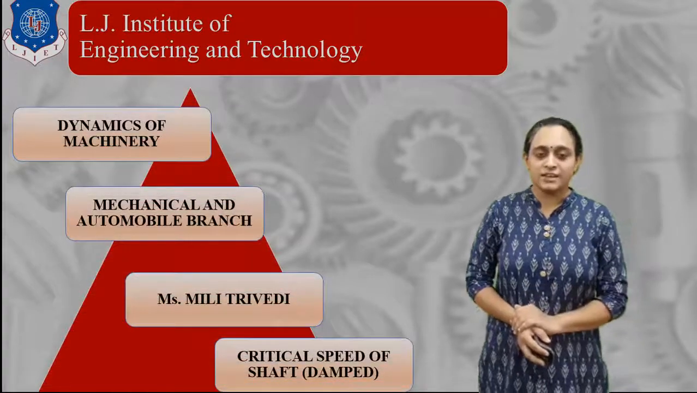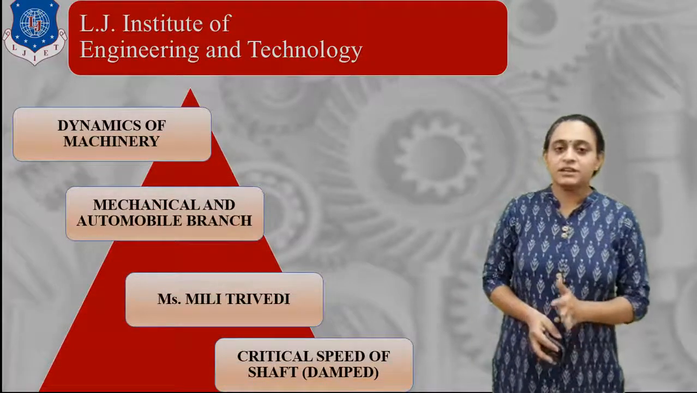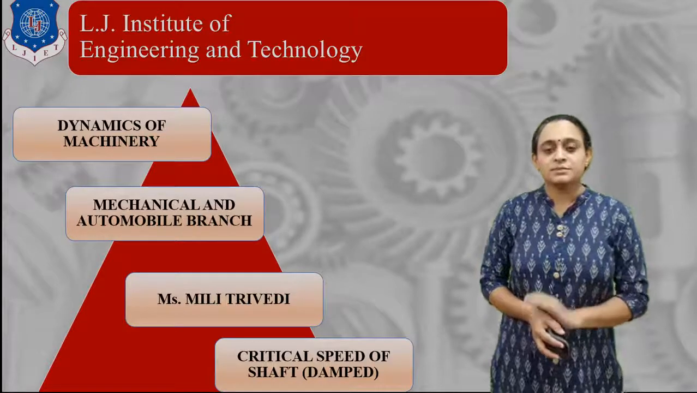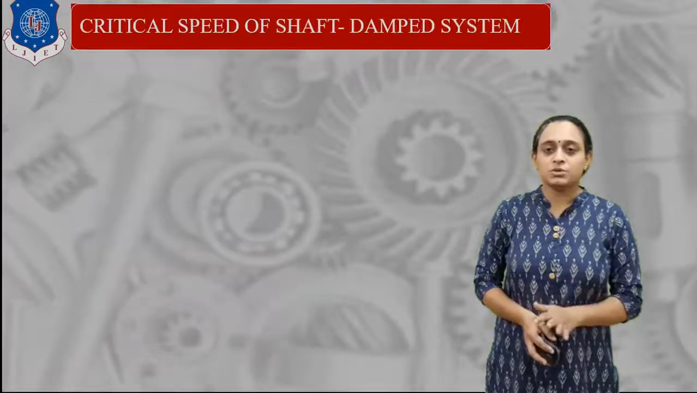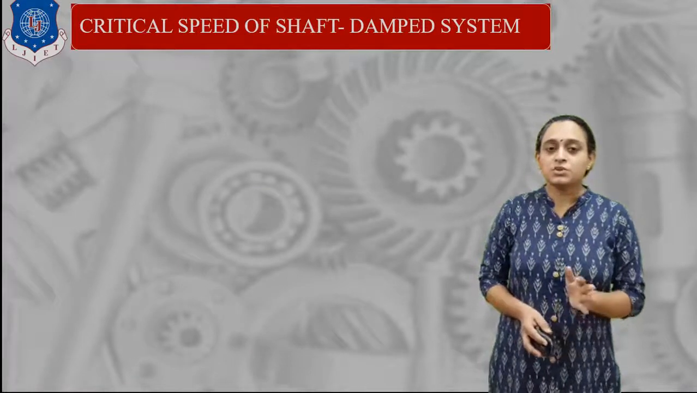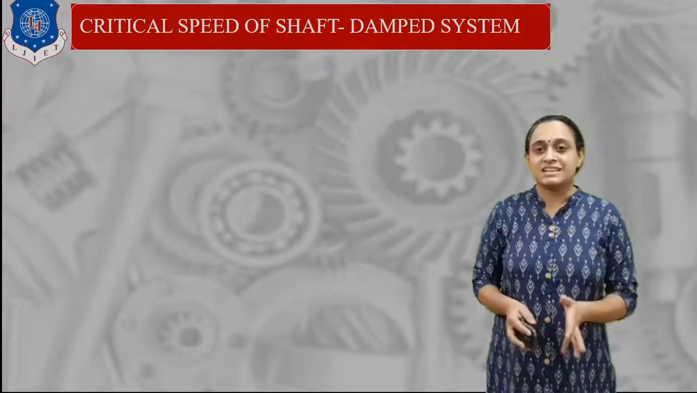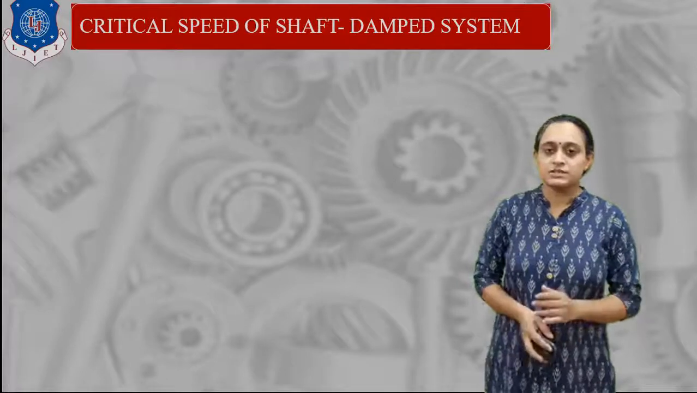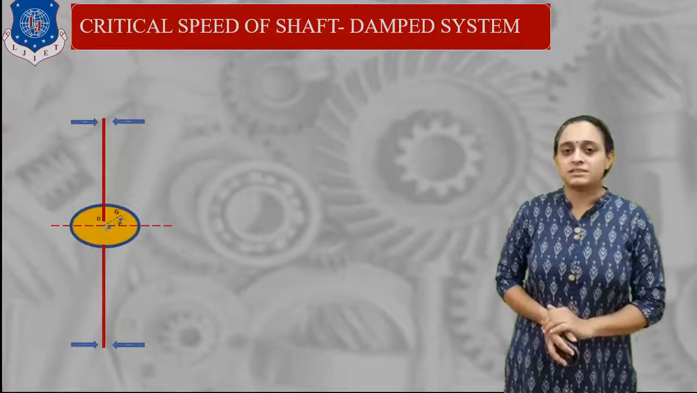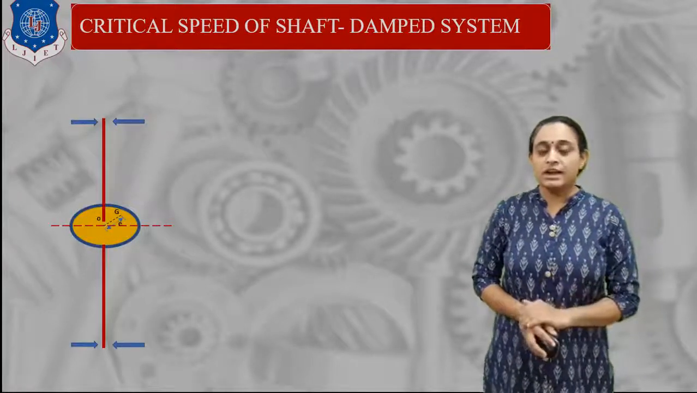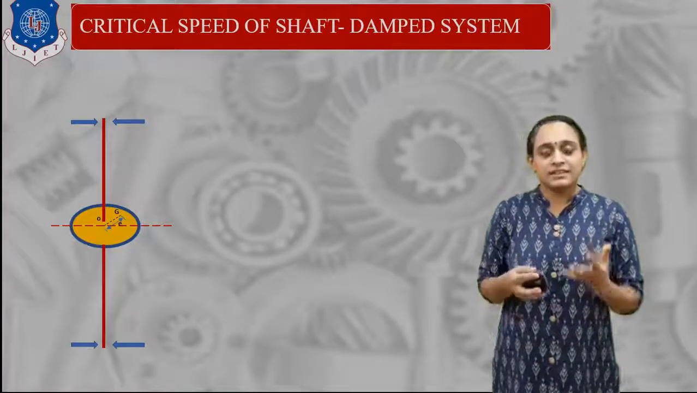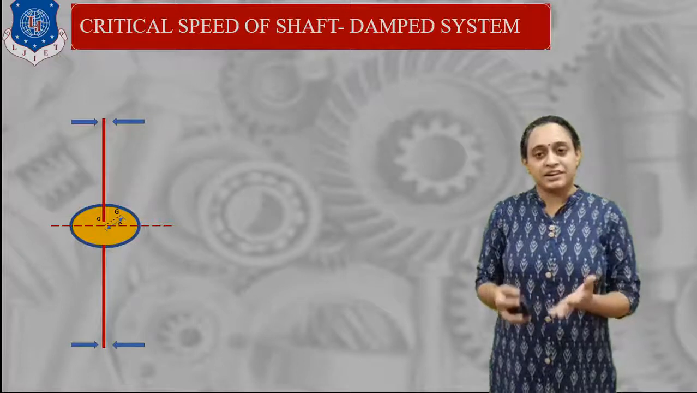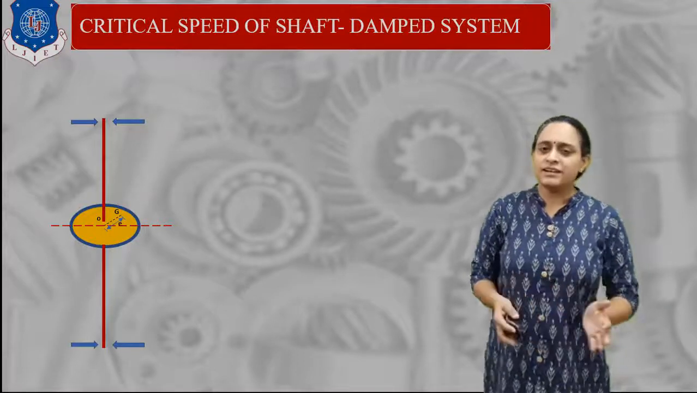Institute of Engineering and Technology, and today we will learn about critical speed of shaft with damping system. Now, as you all know, in a damping system, we should use the damper as the basic property of the system. So let us assume there is a shaft having a rotor, and in this case, in addition, we will consider that there is a damper attached to the system in any way.